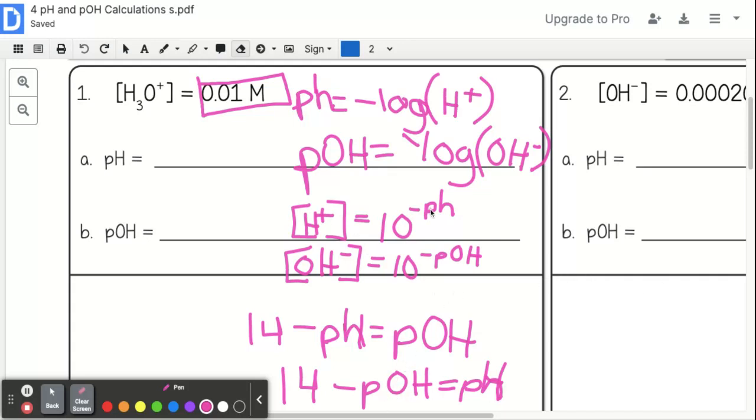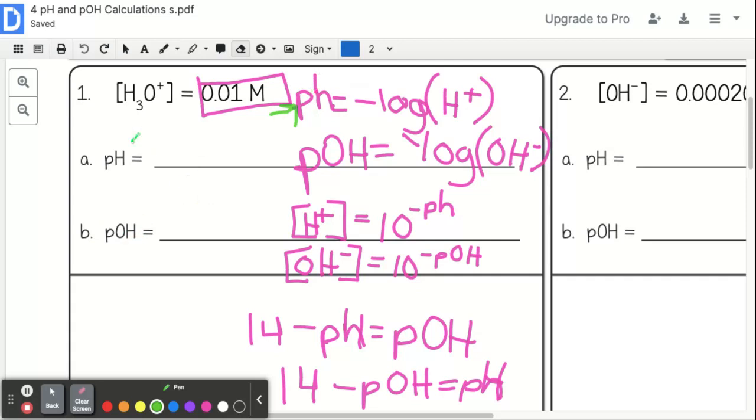So if you start out with this one, we're starting out with the hydrogen concentration. We can easily find the pH using that. So if I change my color here, we can use this one first to find pH. Then once we have the pH, we need to find pOH. All you have to do is subtract that number from 14.